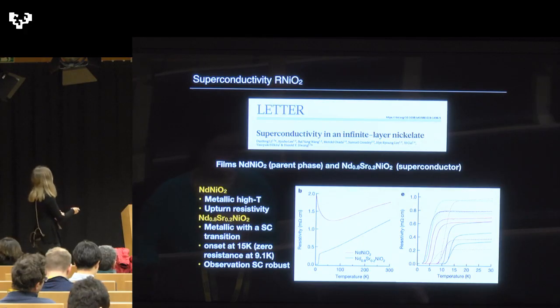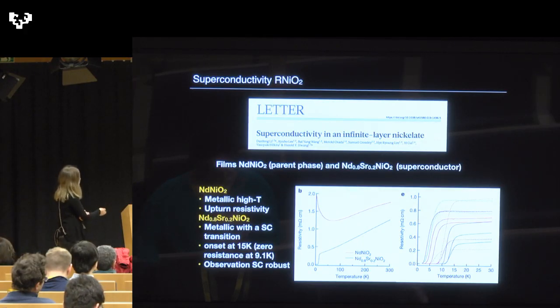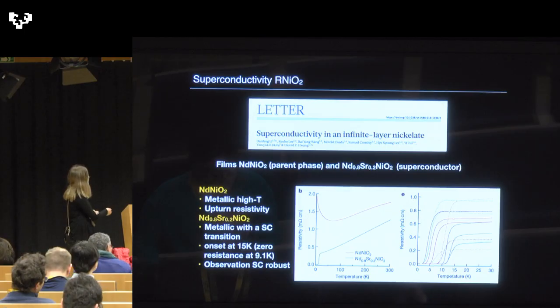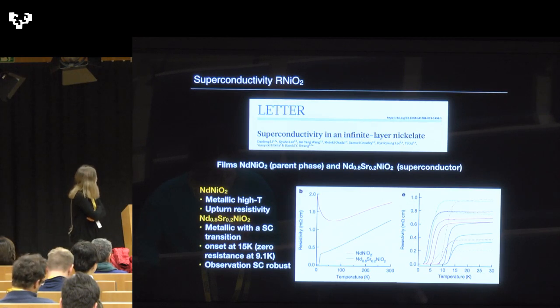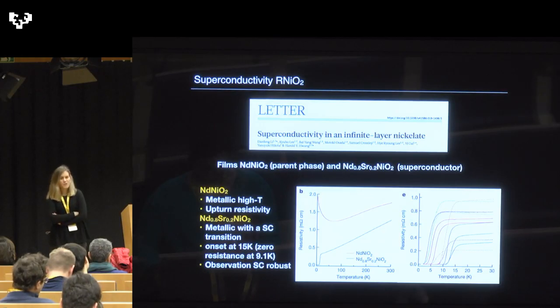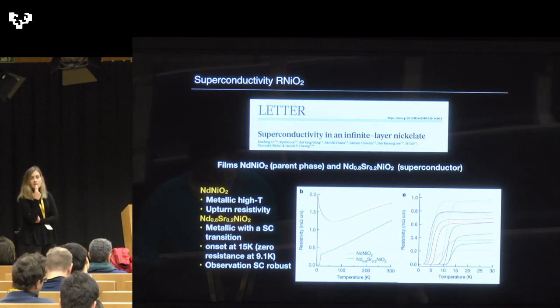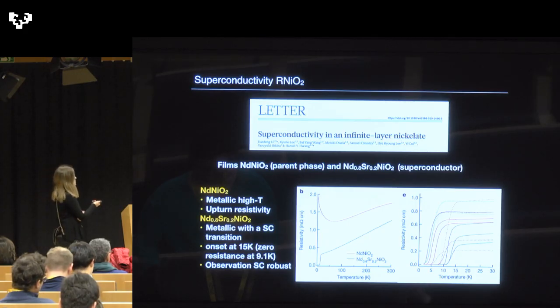So what you see here are the resistivity versus temperature curves of the parent phase in red and the doped phase in blue. The parent phase, as you see, is metallic at high temperature, and then it has a low temperature upturn in the resistivity. The doped phase is also metallic, with the surprise of the superconducting transition, whose onset is at 15 Kelvin and zero resistance is reached at around 9.1. The observation of superconductivity is robust.